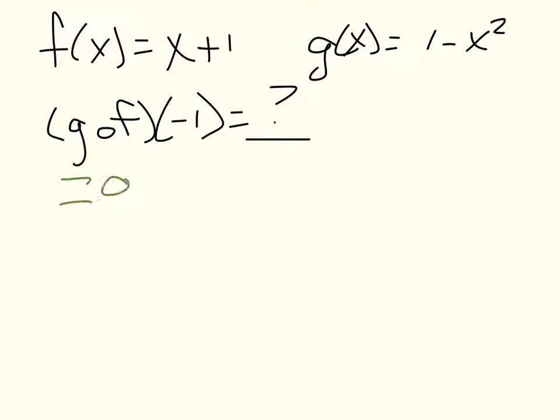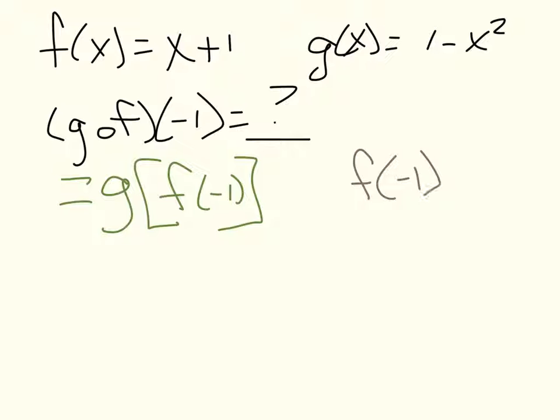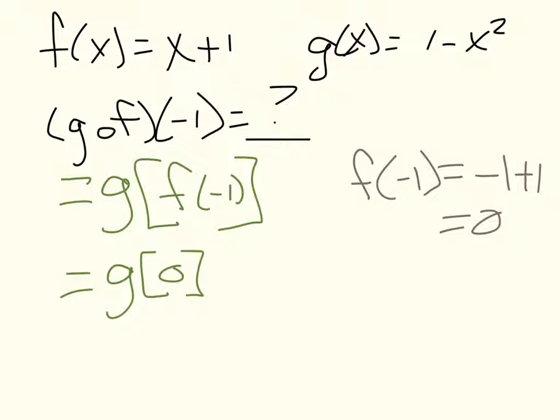This is equal to g of f of negative 1. Nested function. We're going to do this guy first. So let's go find f of negative 1. So you step to the side. F of negative 1 equals negative 1 plus 1. You're substituting it in for the variable here. That gives us 0. So this becomes on the left g of 0. Now you substitute 0 into the g function here, giving you 1 minus 0, which is just 1.